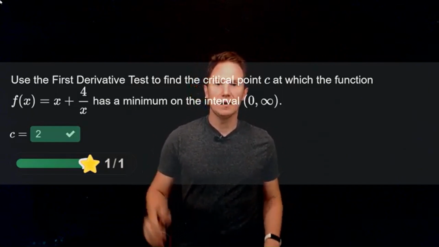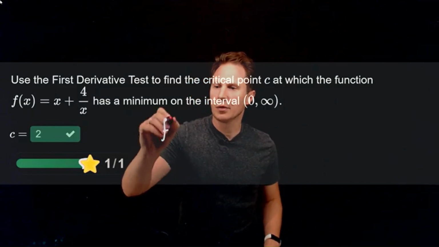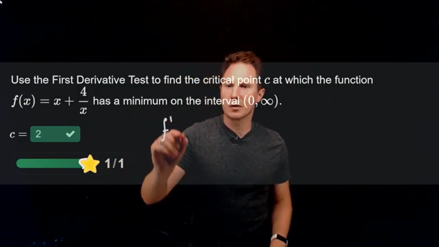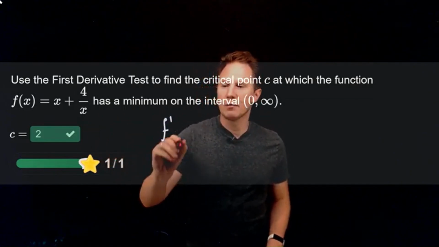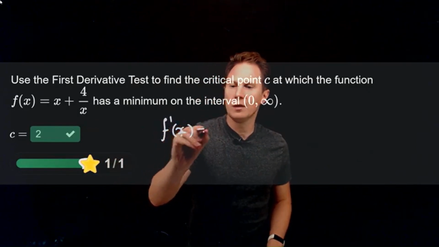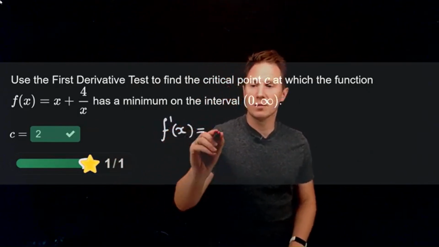First, let's find it. So we find the critical point by looking at the derivative of the function. This, on that open interval, has a derivative at every point, so we need to find where the derivative vanishes, where it becomes 0.